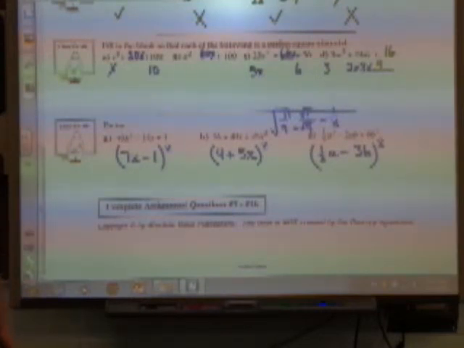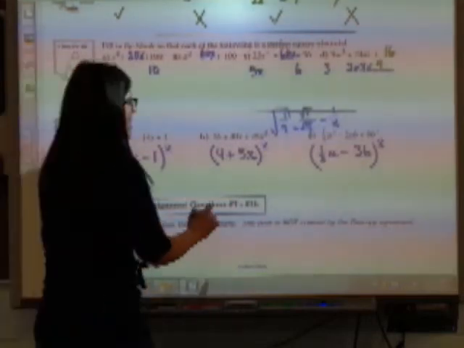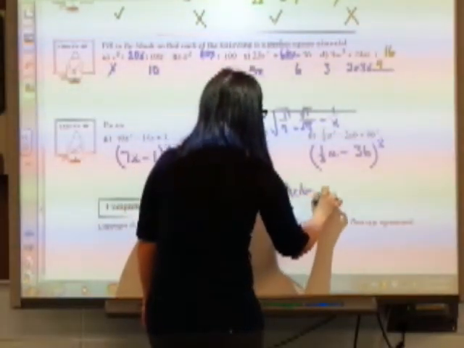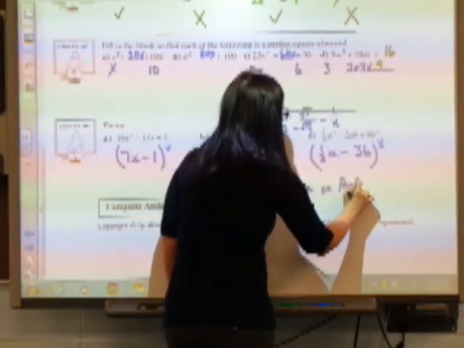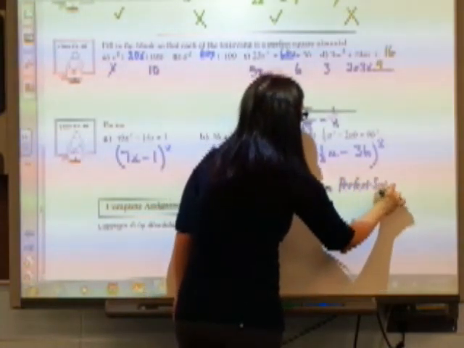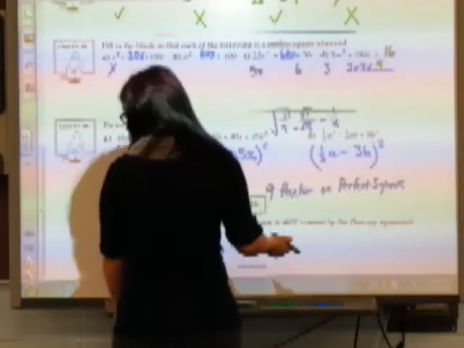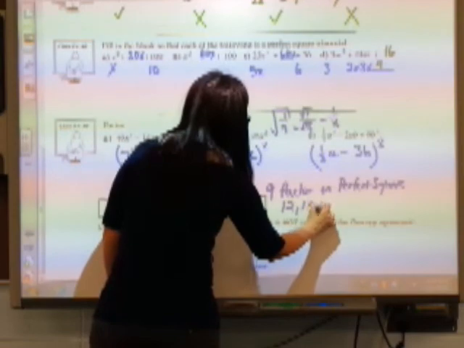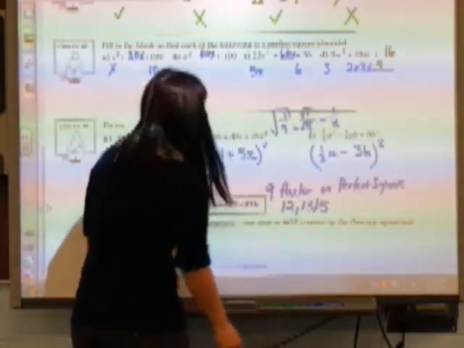So now I would like you to look at question number 9. Factor only the perfect squares. So if it's not a perfect square, don't factor it. And then questions 12, 13, and 15.